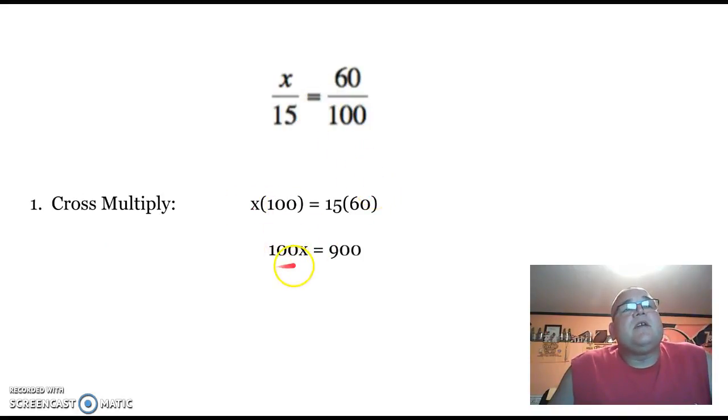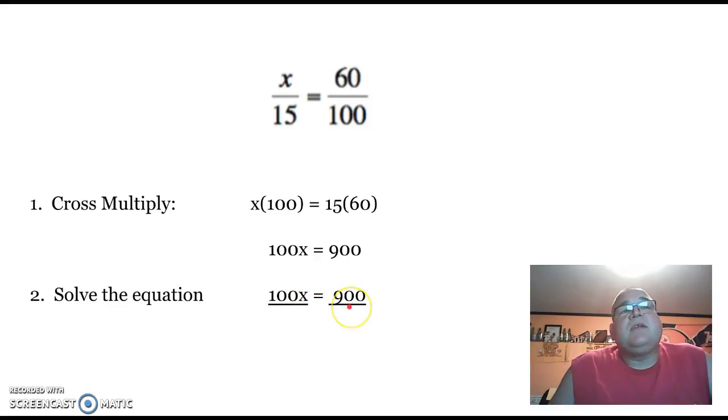X times 100 is 100x. 15 times 60 is 900. Think about this now. It's a nice one-step equation. We're taking 100 times x to get 900. So we solve this equation by dividing both sides. And what are we going to divide by? Well, what's the coefficient of x? That 100. And we figured out that x equals 9. Not bad so far, but the proportions are not always going to be this easy.